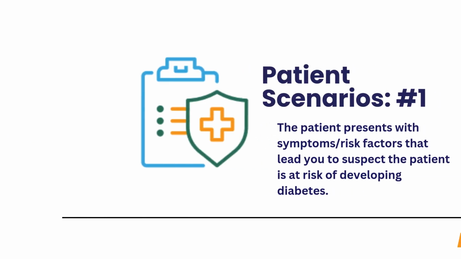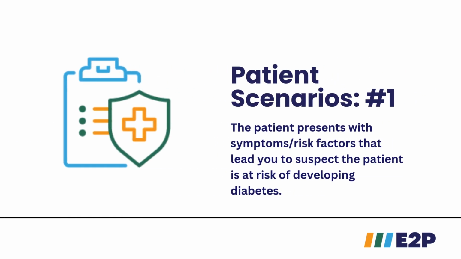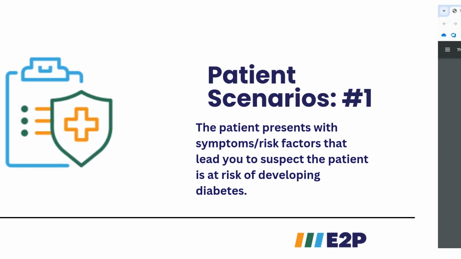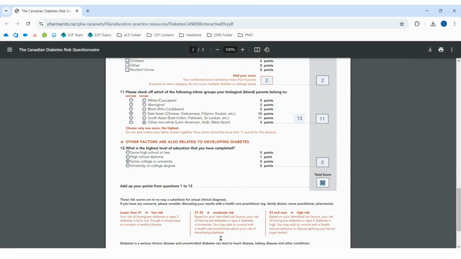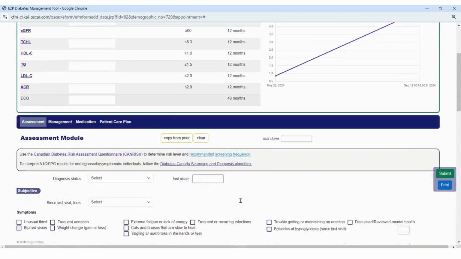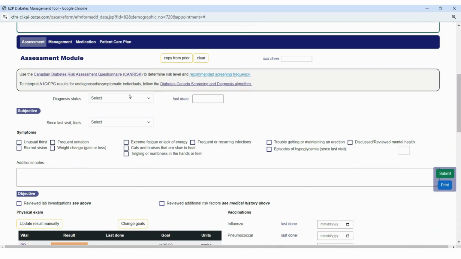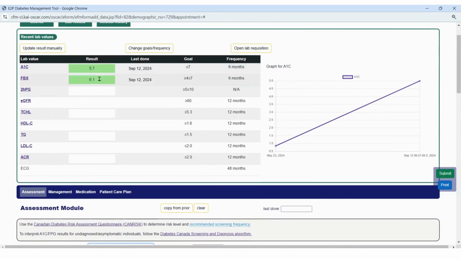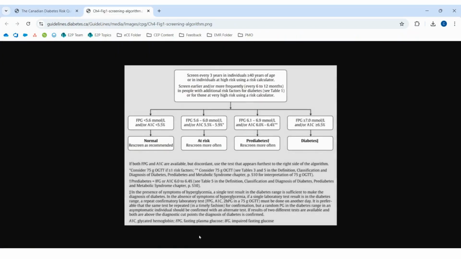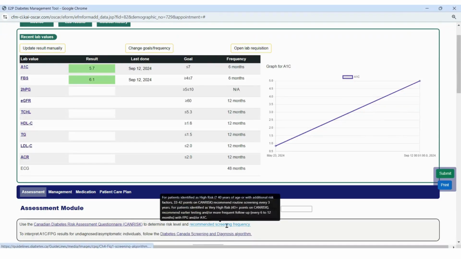The patient presents with symptoms and risk factors that lead you to suspect the patient is at risk of developing diabetes. Using the E2P Diabetes Management Tool, clinicians can efficiently complete the CAN Risk screener with the patient, interpret the results, update the diagnosis status, and record pertinent details in the Quick Notes section.